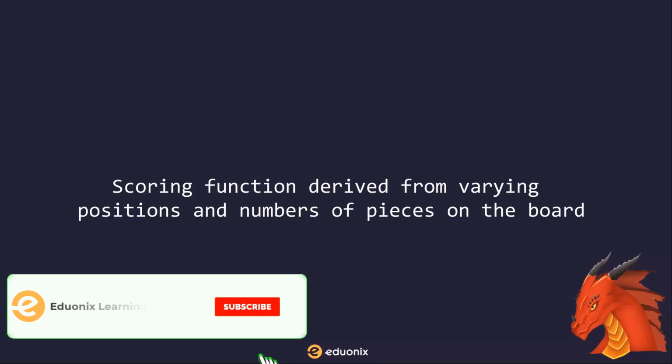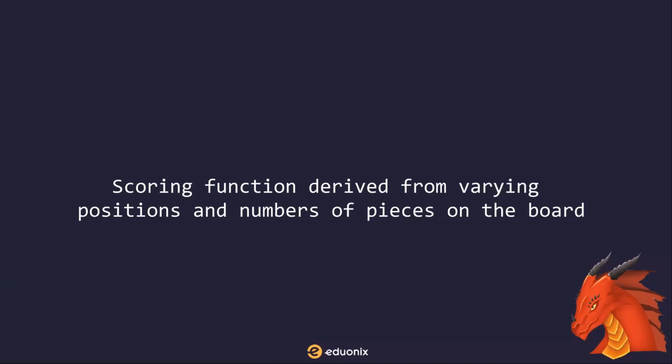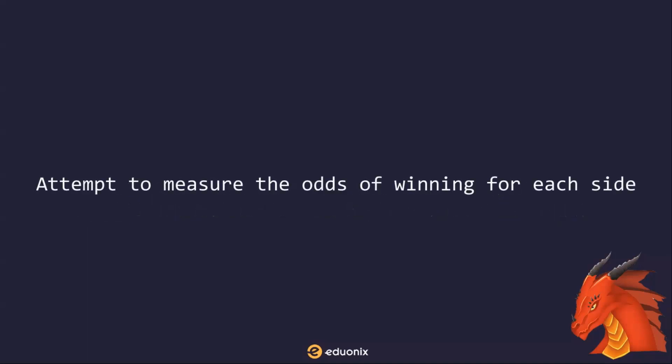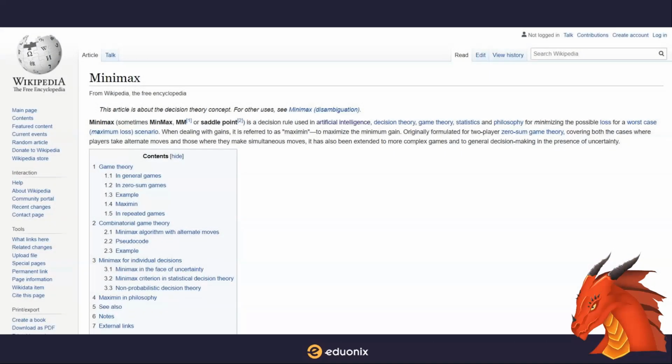His design included a scoring function derived from varying positions and numbers of pieces on the board. This scoring function was an attempt to measure the odds of winning for each side. The program chose its next move using a minimax strategy, an idea which eventually evolved into the minimax algorithm.